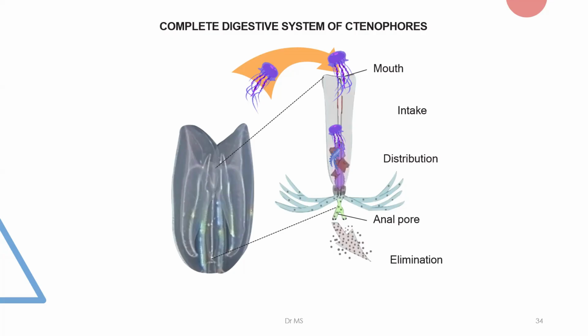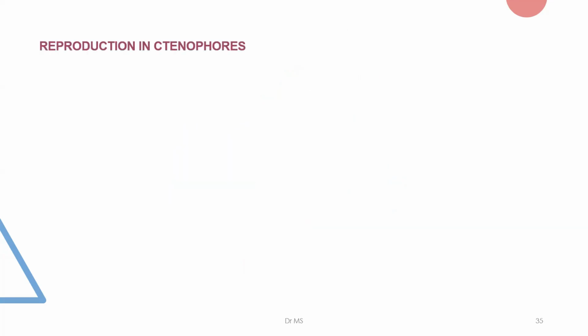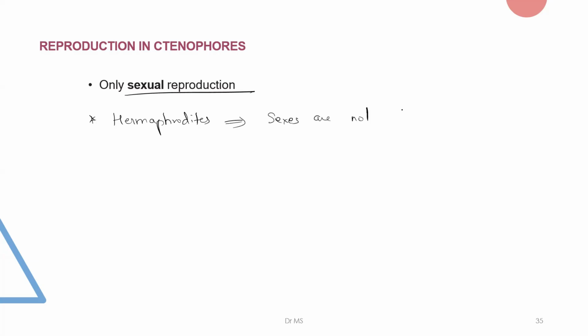So reproduction in ctenophores: they show sexual reproduction. These organisms are hermaphrodites. What is the meaning of hermaphrodites? They have both sexes in their body. The sexes are not separate. Both sexes are present in the same individual. The male and female both are present in the same individual. Remember, male and female present in the same individual. So we call them hermaphrodites.